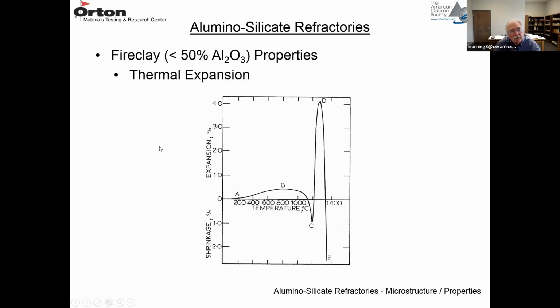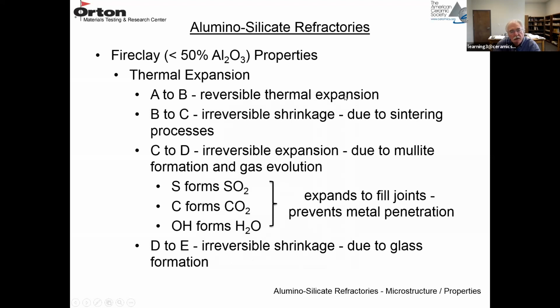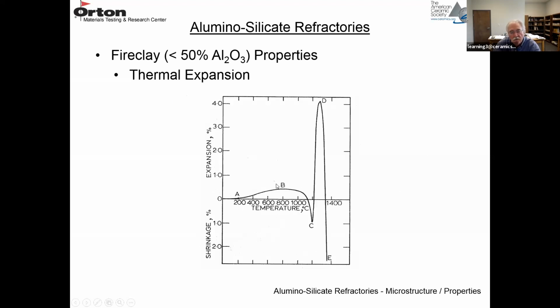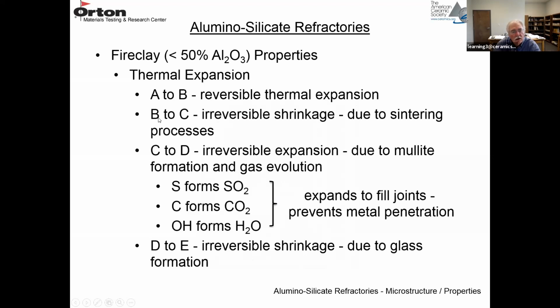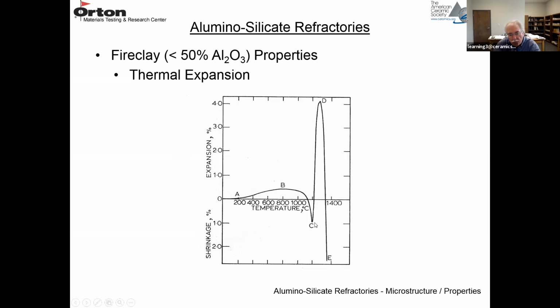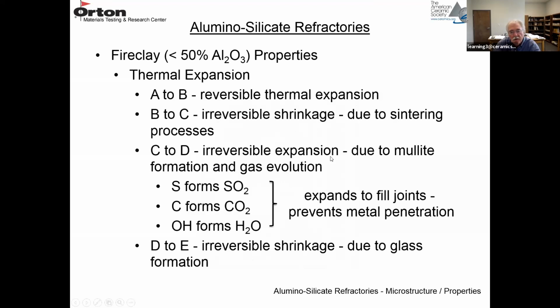So some of the properties, if we look at thermal expansion, this is expansion or shrinkage versus temperature for a fire clay. So I've put this in a table here. From A to B is your normal reversible thermal expansion. From B to C, you start sintering the material, sinters at a really low temperature, and you start densifying it. Then from C to D, you have an irreversible expansion.